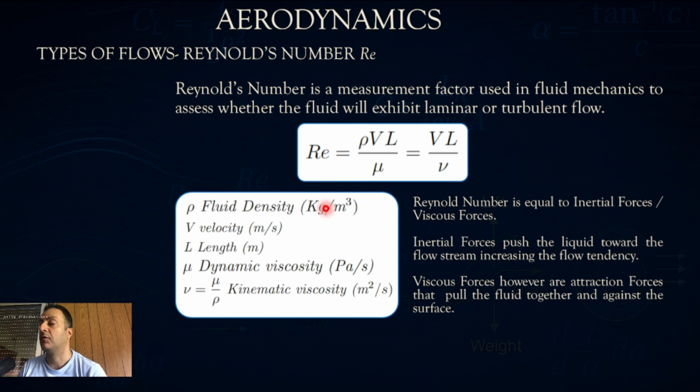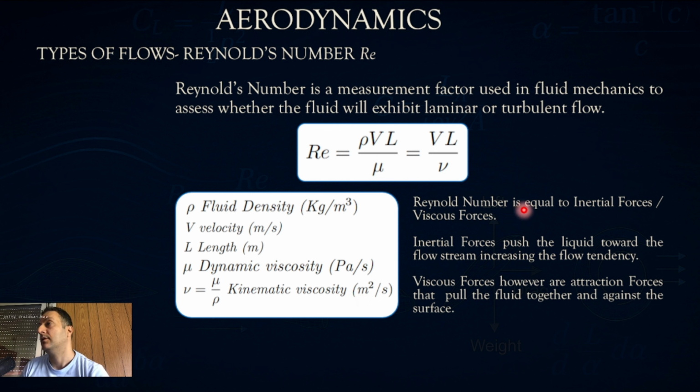Rho is the density of fluid, which is in kilograms per meter cube, mass per unit of volume. V is the velocity of the fluid, of the flow, in meter per second. L is the length of the section of the wing, if you will. Mu is the dynamic viscosity, also known as viscosity, measured in Pascal per second. And of course, rho over mu is what we call nu, or kinematic viscosity, expressed in meter square per second.